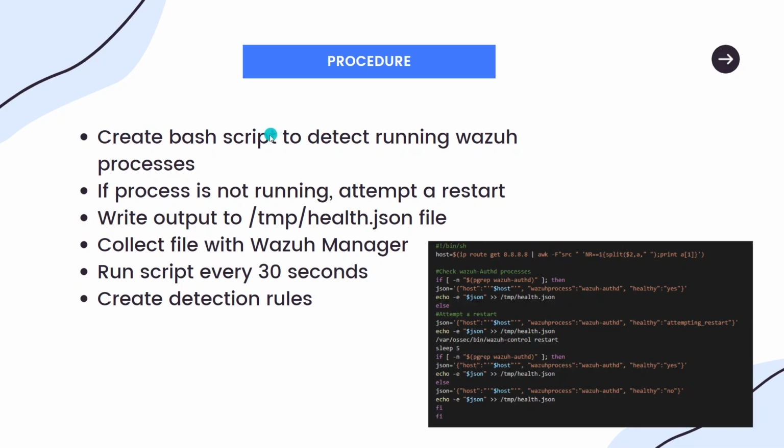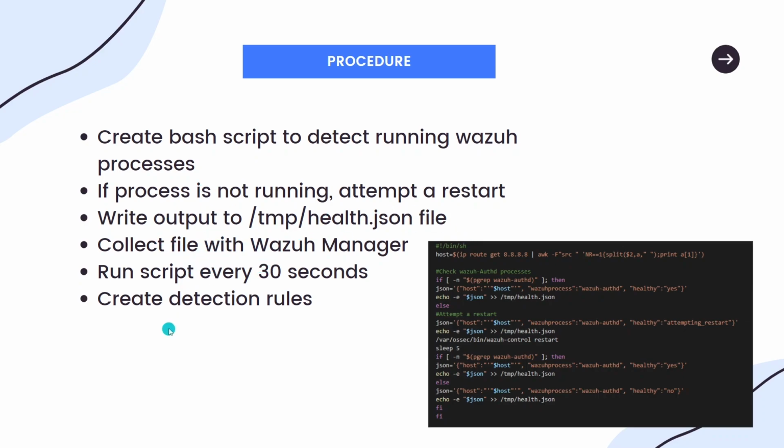So we're going to create a bash script to detect running Wazuh processes. We're then going to attempt to have the script resolve the issue by itself. We're then going to write the output to our temp/health.json file. We're going to collect the file with the Wazuh manager so that we can actually view it within Kibana, right? Because we need to know if the manager is in a healthy state or not. So we need to tell our manager to actually collect that file.